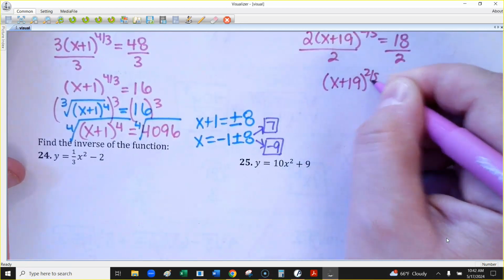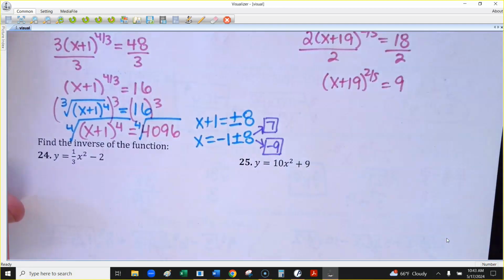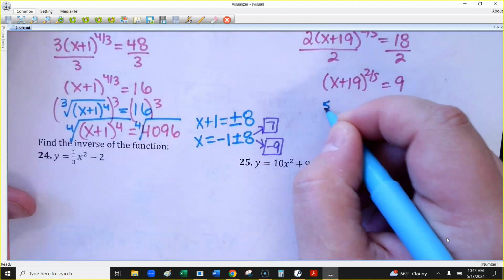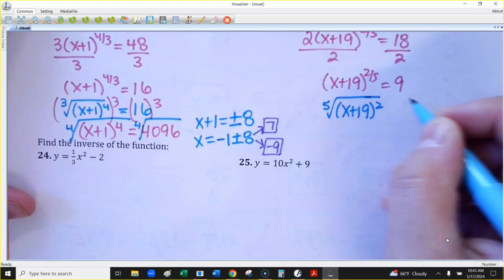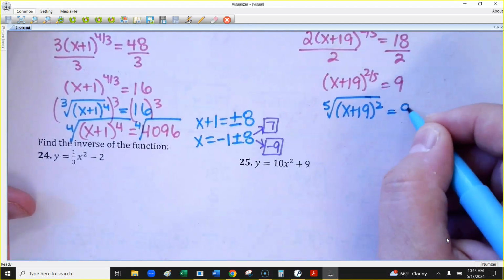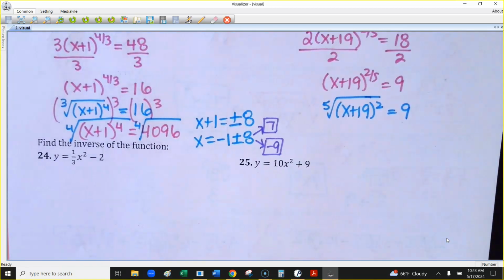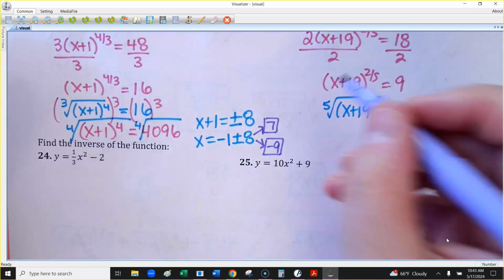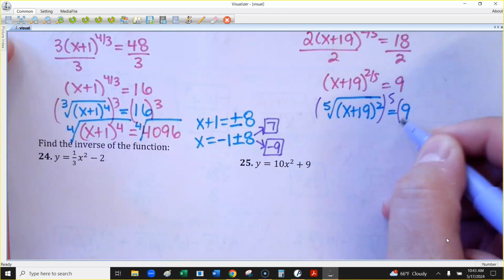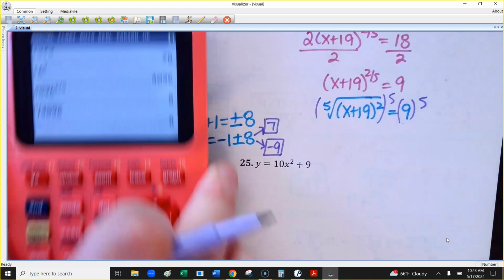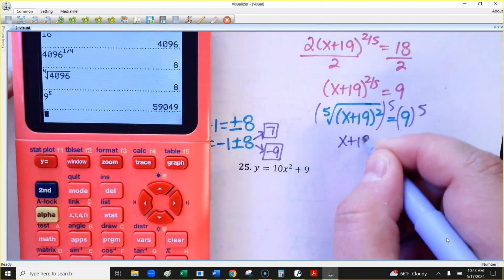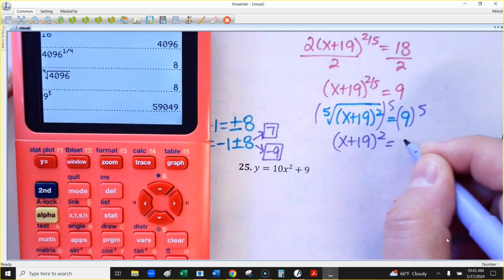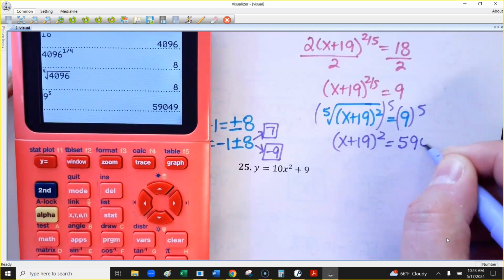2/5, this will be 9. This is the same thing. I'm going to do my bottom out, the 5th root, (x plus 19) squared. You don't have to FOIL that or anything, just leave it alone. What we're going to do is get rid of that 5th root by taking both sides to the 5th power, and this will be kind of a huge number. So do 9 to the 5th. You get (x plus 19) squared, and then this is 59,049.